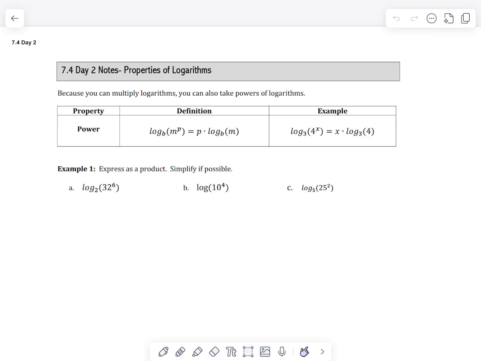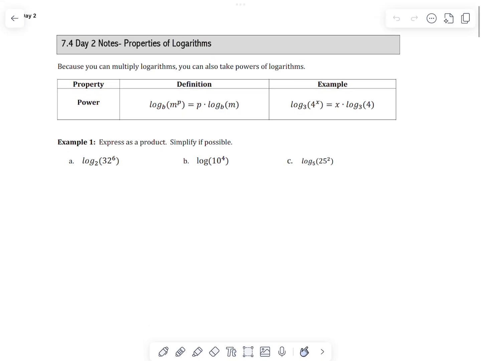All right, here's a continuation of properties of logarithms. Because you can multiply logarithms, you can also take powers of logarithms. So this is another property. And what happens is you can take that power p and bring it down in front. And then there's an example that follows in that box. So here's the property, and this is how you can use it. You can take that x and bring it down in front of the logarithm.